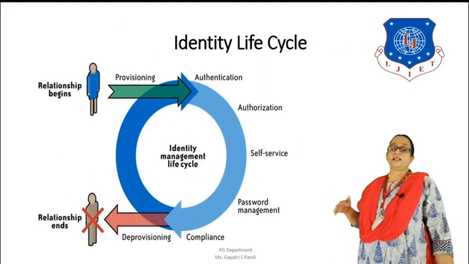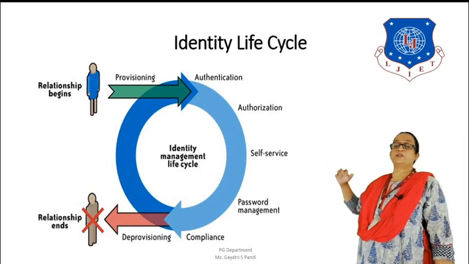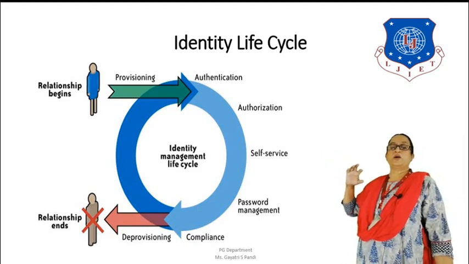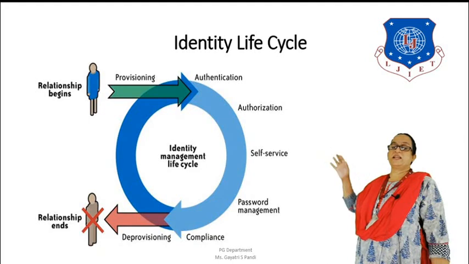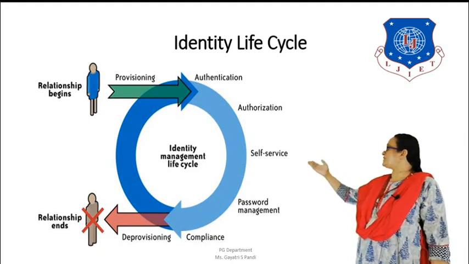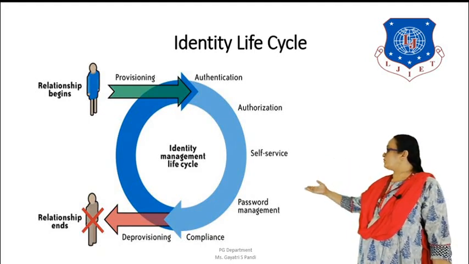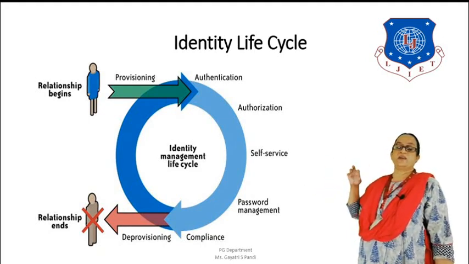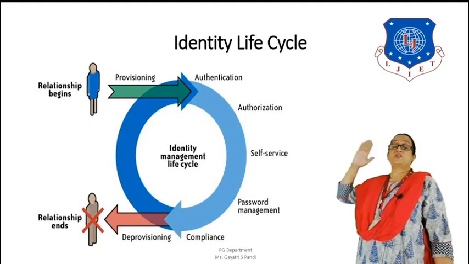This is the identity life cycle, where the relationship begins when an authentic user tries to log in and is going to be provisioned with the resources. So there is an authentication process which will check the username and the password. Then there will be authorization, where who the entity is will be checked. The self-service provisioning would be done where the resources and various other things which were not provisioned initially will be provisioned.